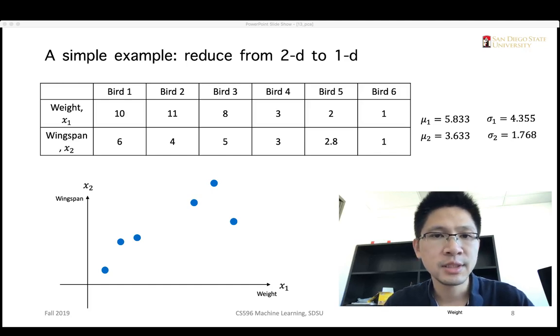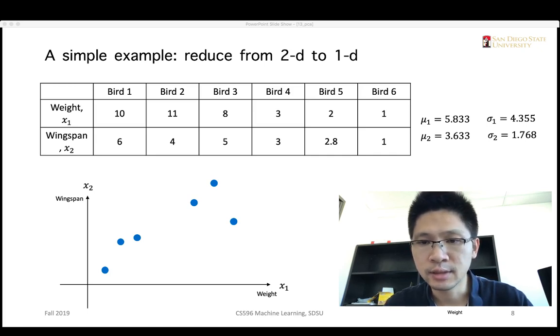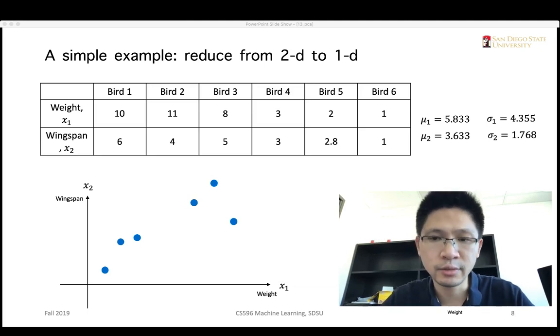Let's get to know PCA from a very simple example here. So let's take part of the birds dataset, and we just include the two features, the weight and the wingspan. And suppose that our goal is to reduce the dataset from a 2D space to 1D space. Okay, so though this is not a common practice in processing data, because a 2D data set is already convenient to plot, but we're just using this extreme example to show how PCA works.